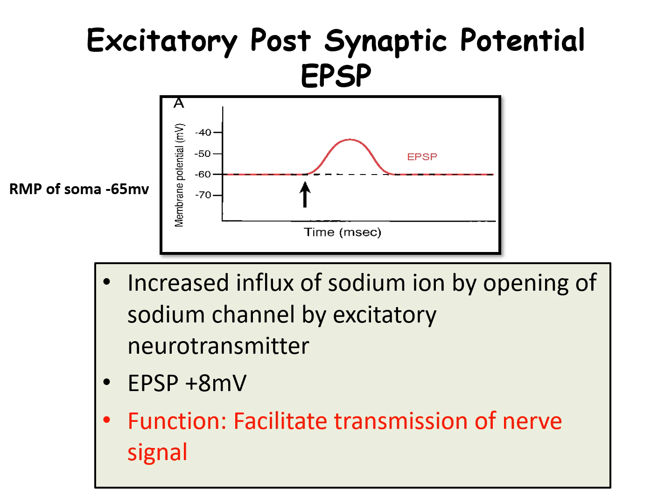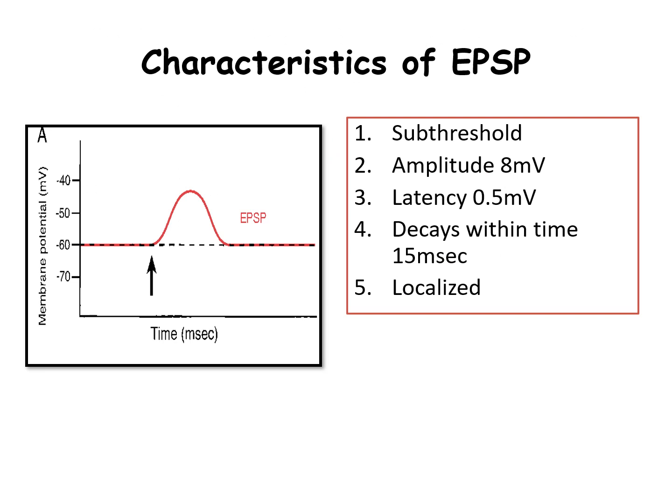The EPSP so formed, resulting from the opening of the sodium channel, is just plus 8 millivolt. It helps to facilitate the transmission of the nerve signal. As we said earlier, it is subthreshold. It is not an action potential. It can be summated. It is localized, and it is decremental, meaning that first it will have a latency, reach a particular amplitude, here 8 millivolt, and after some time it will decay. That is, after 15 milliseconds it tends to decay.